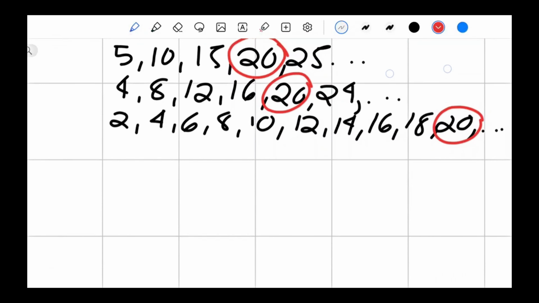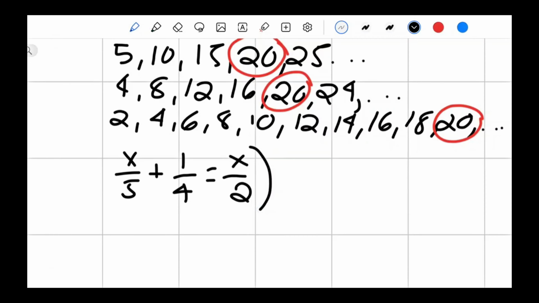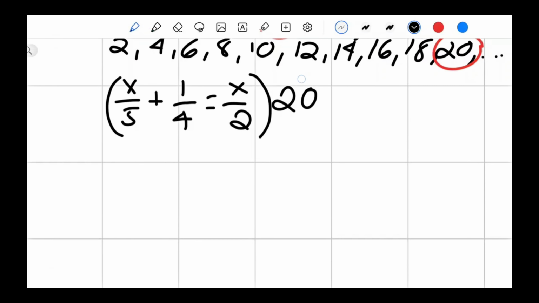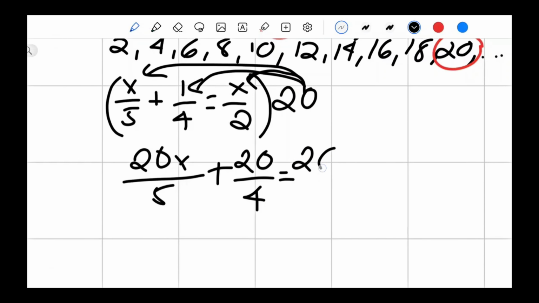Now, what we're gonna do is we will multiply the equation by 20. So let's write again the equation. We have x over 5 plus 1 over 4 equals x over 2. So we will multiply it by 20. Okay, so 20 times x, we have 20x. Let's just copy first the denominator. Then 20 times 1 is 20. Copy the denominator, equal. So 20 times x is 20x.